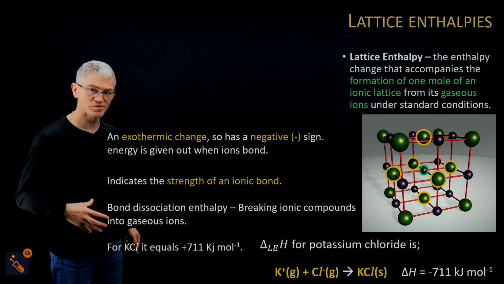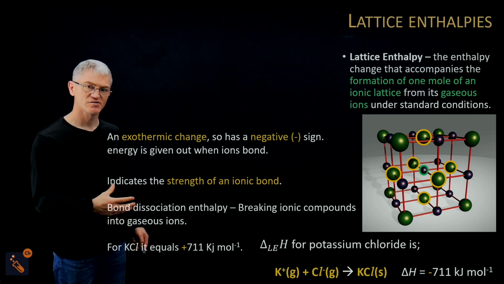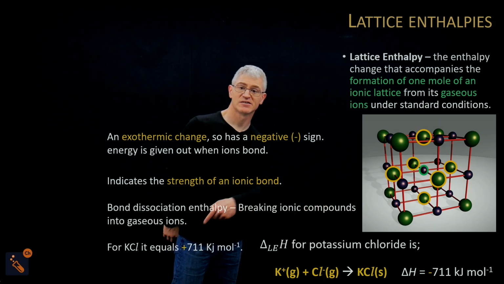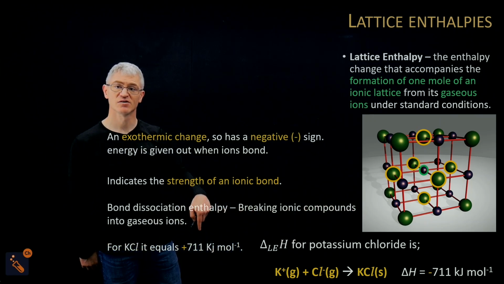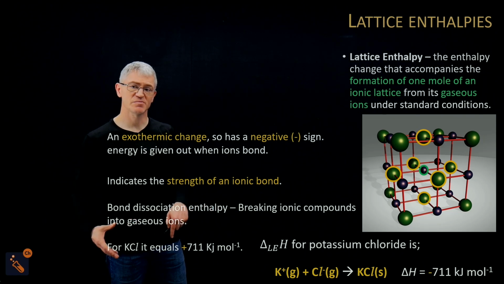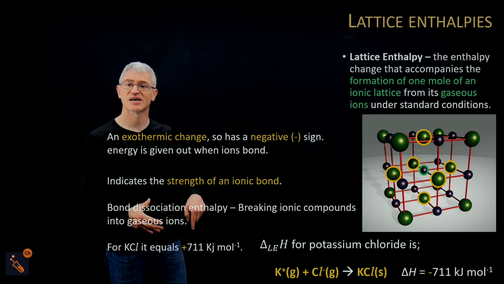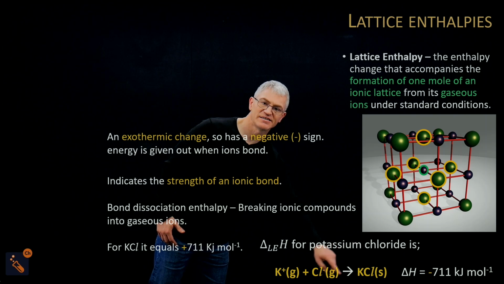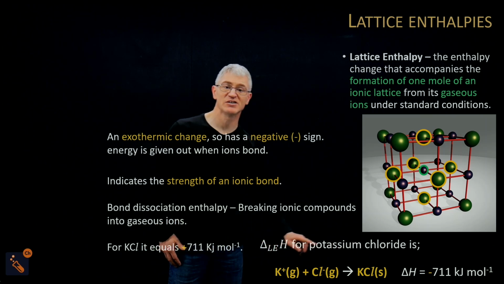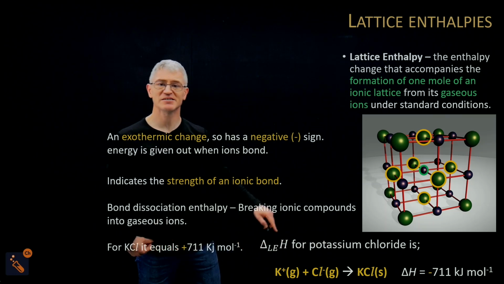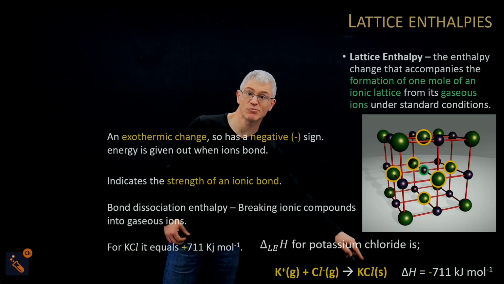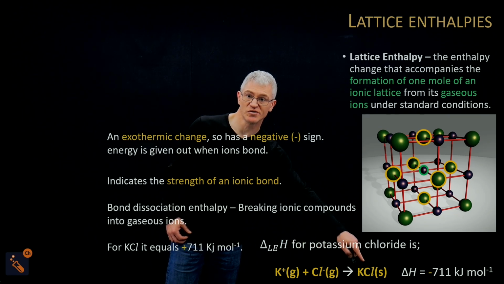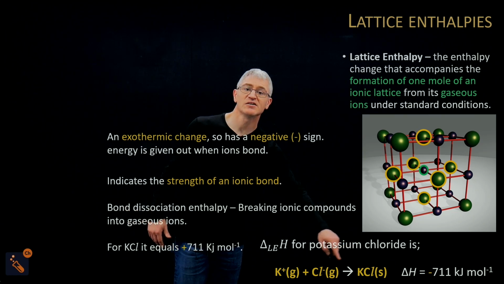The bond dissociation enthalpy, breaking them apart, which is the opposite of this down here, going that way, will just be plus 711. So that means it takes 711 kilojoules per mole to break this ionic lattice apart, and therefore the same amount of energy is given out when we make it. If we get a stronger bond, it'll take more energy to break it. Let's say we made a stronger bond here and it was over 1,000 kilojoules per mole to break it going that way.